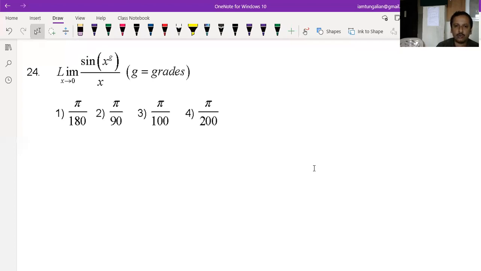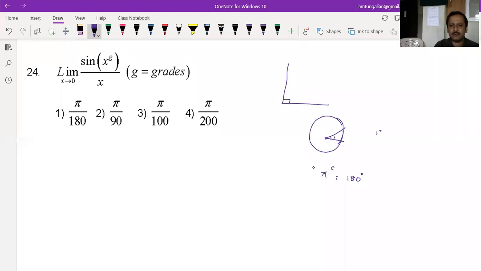How do you define a degree? A degree is defined as: a right angle is divided into 90 equal parts, and each part is called a degree. Then how do you define radian? Radian is the angle subtended at the center of a circle by an arc whose arc length is equal to the radius of the circle; that angle is called 1 radian. The relation between them is that pi radian is equal to 180 degrees. These are the two measurements.